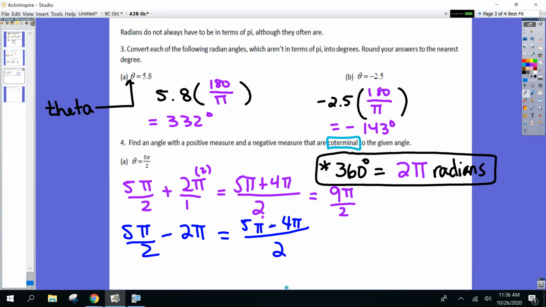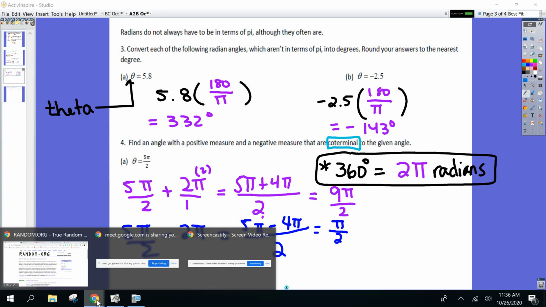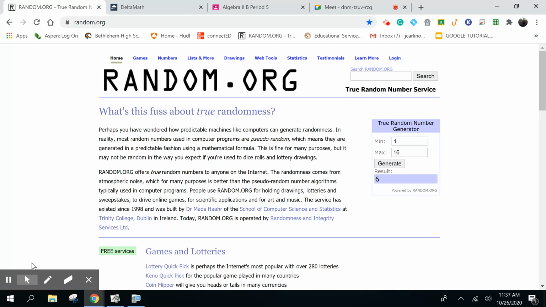Uh-oh. Anybody seeing what's going to come up here? Because what am I going to have here? 5 pi minus 4 pi, which is pi over 2. What's the problem? Why did I not follow my own directions here? What's the problem with pi over 2?